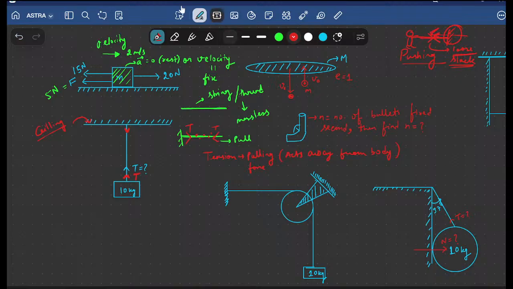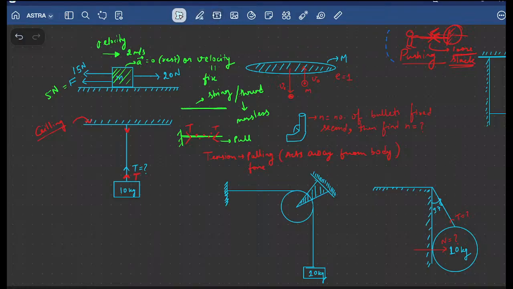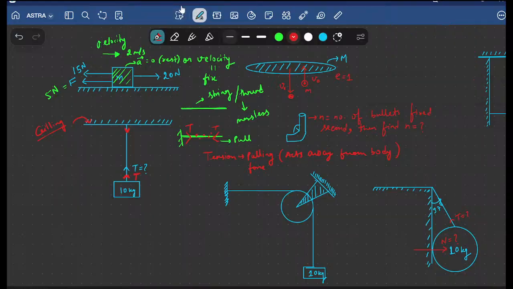Okay. So I hope you are understanding my point. Is this clear to everyone that a thread cannot apply a pushing force? It always applies a pulling force. Okay. Is it clear to everyone? Please reply. It's my humble request, beta. Please reply.